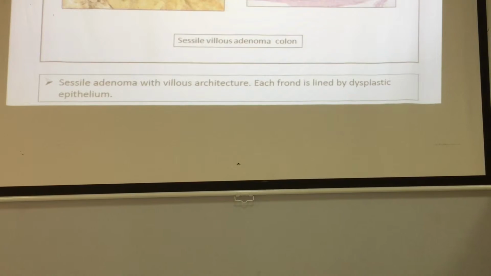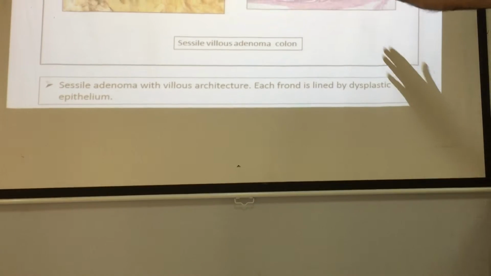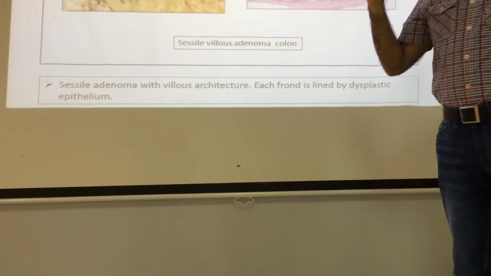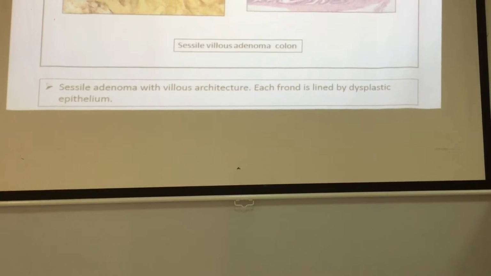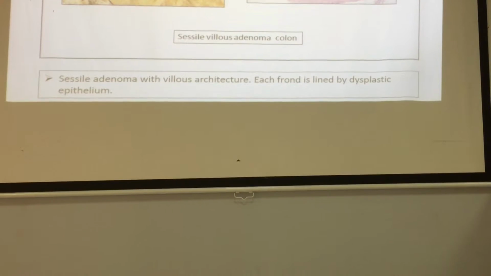This is the villous adenoma. No, this is the high power. You can see only a few of the villi, not the whole adenoma. Here there are leaf-like structures. So villi are there. So this is the villous adenoma.